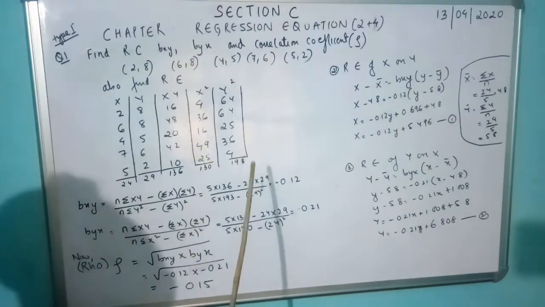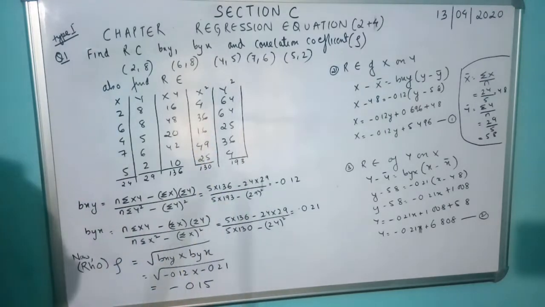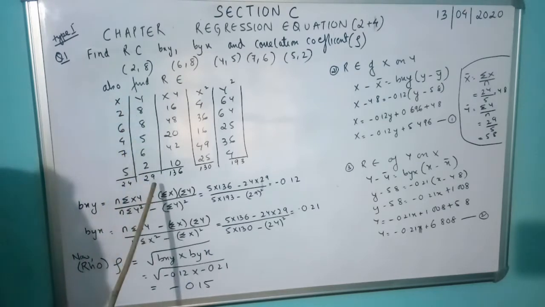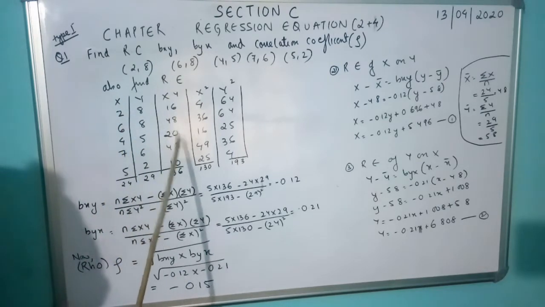Once you are done with this, you get the total. Summation means you have to add. Summation x is 24, summation y is 29. I've added the column. Summation xy is 136. How did you get 136? 16 plus 48 plus 20 plus 42 plus 10. I'm trying to make it very simple for you all.